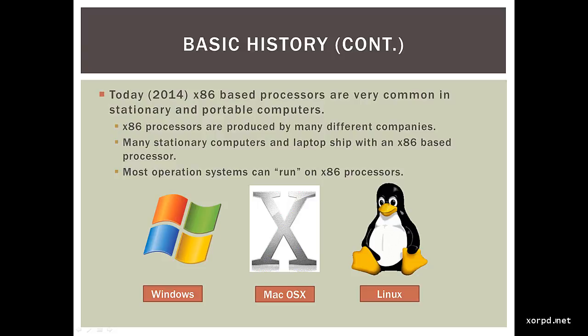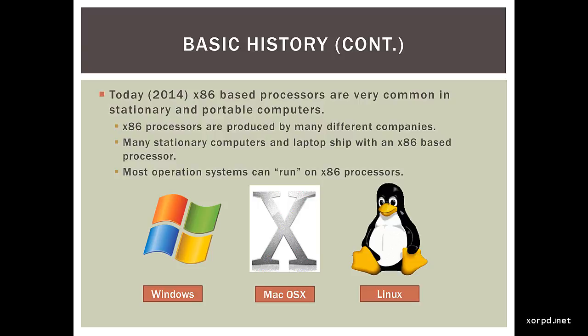Today, in 2014, x86 based processors are very common in stationary and portable computers. x86 processors are produced by many different companies. That means not only Intel and AMD, there are other companies that create x86 compatible processors. Many stationary computers and laptops ship with an x86 based processor. Also, most operating systems can run on x86 processor.